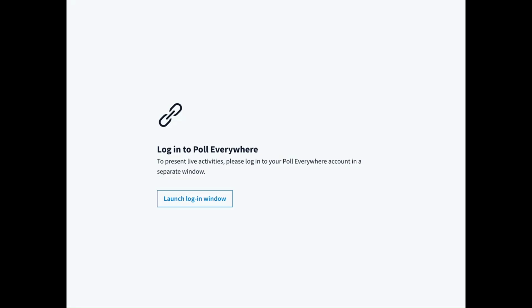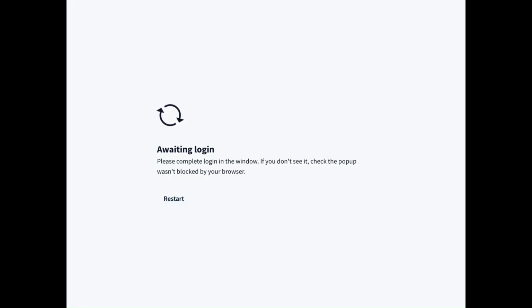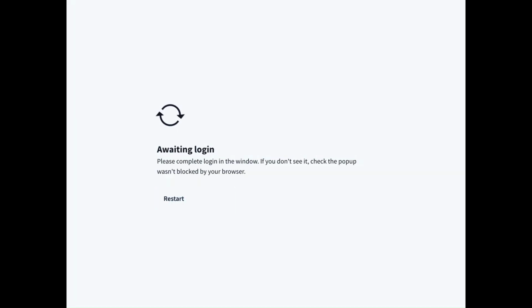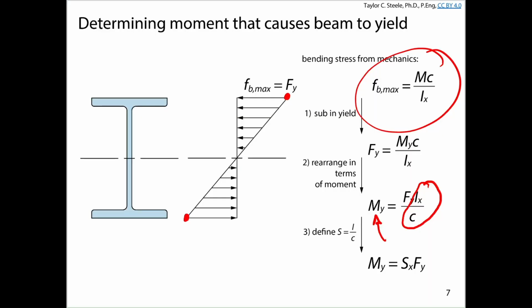We'll see if this works. Oh, Poll Everywhere is going to shit in my hands again this morning. That's great. Yeah, it is going to. Let's see if we can get this up. Okay, I'm going to say to hell with Poll Everywhere because it's just whatever.